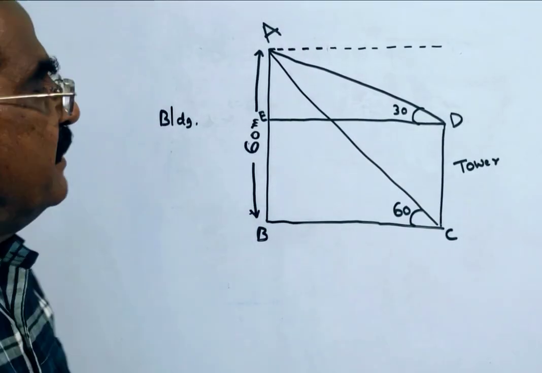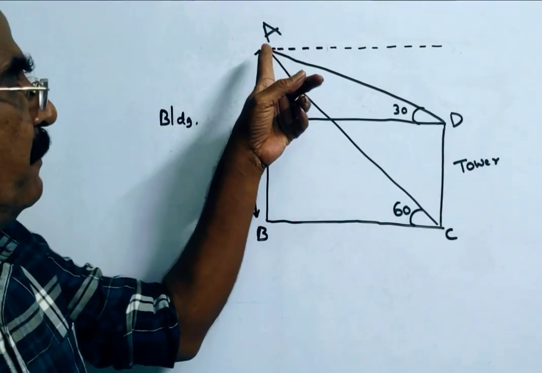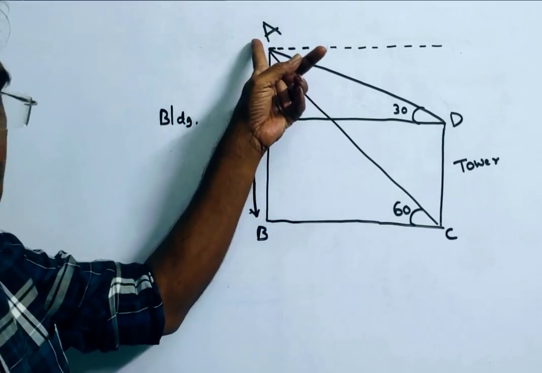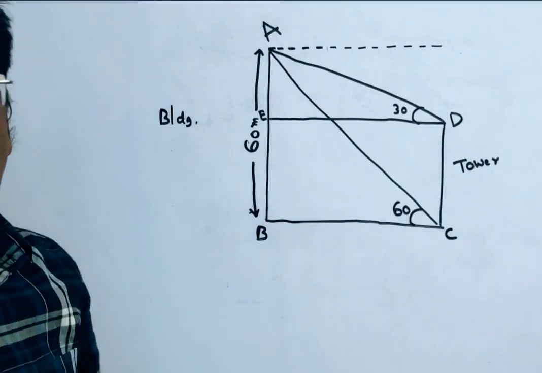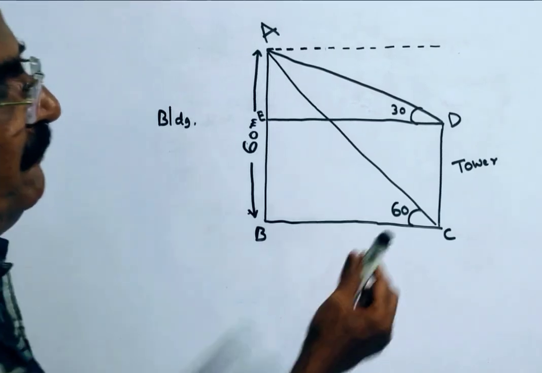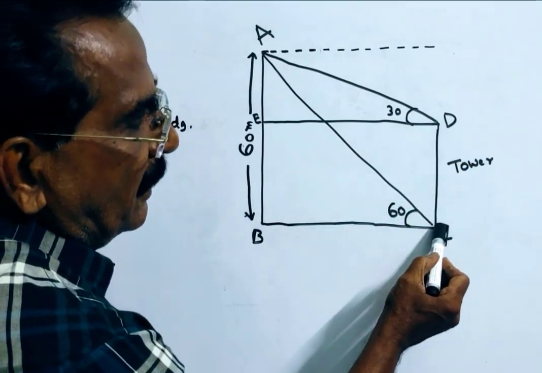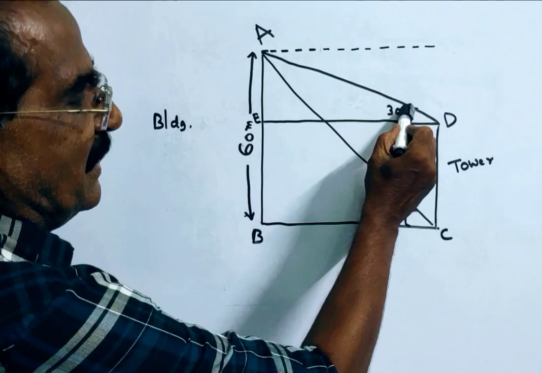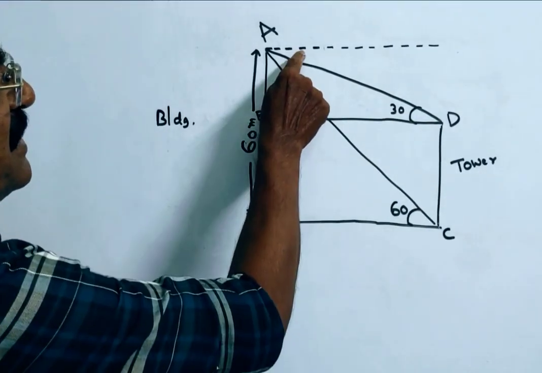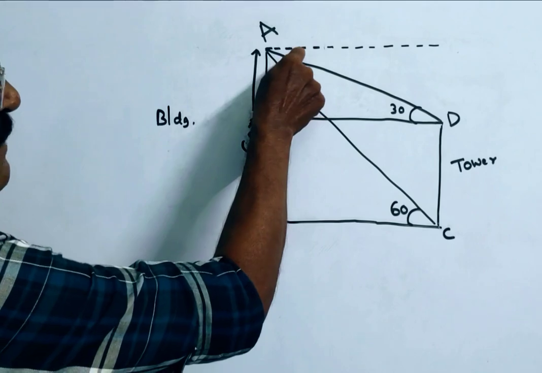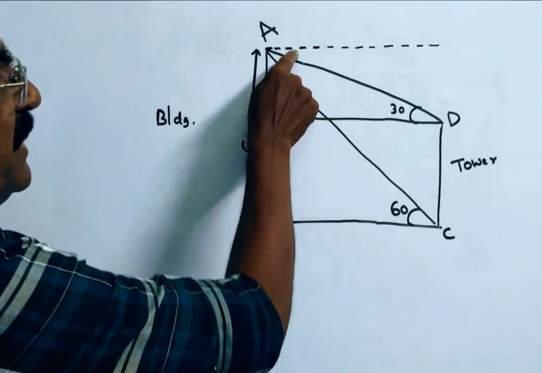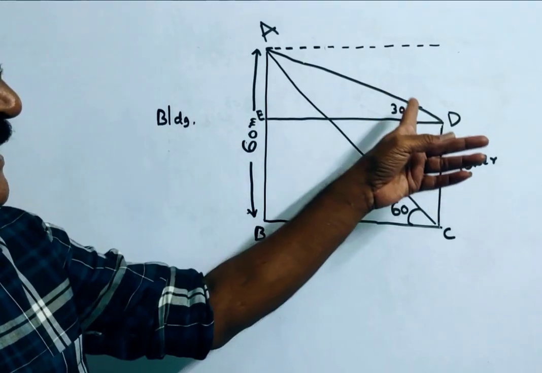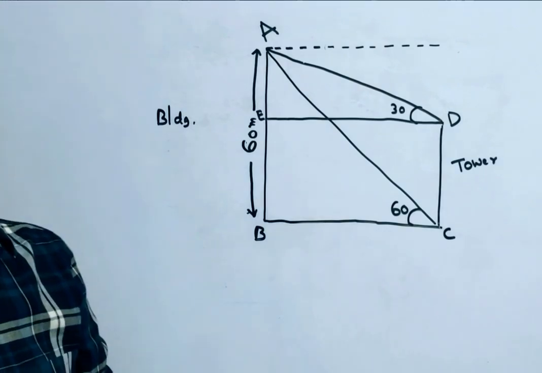See friends, here the question is: from the top of a building of 60 meters high, the angles of depression of the top and the bottom of a tower are 30 degrees and 60 degrees. This is the tower, friends. This angle of depression is 30, so this is also 30. This is 60, so this is also 60. So the angles of depression are 30 degrees and 60 degrees. What is the height of the tower?